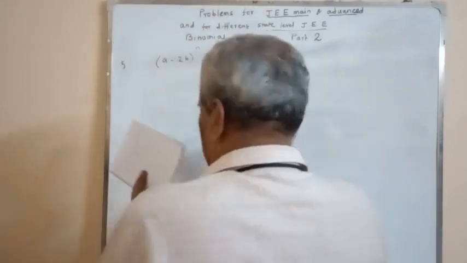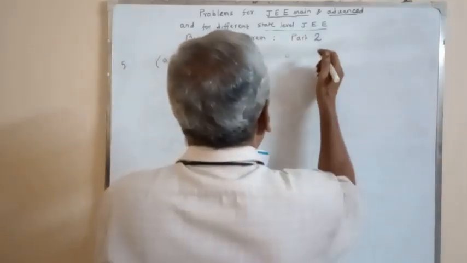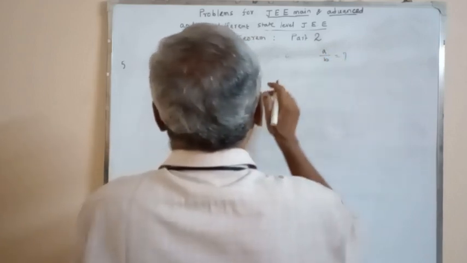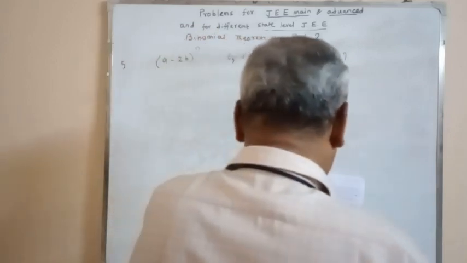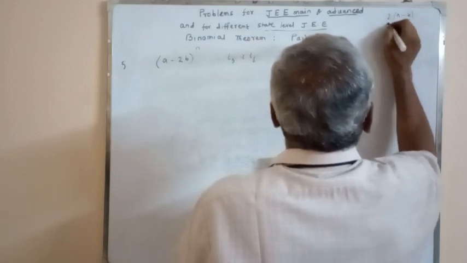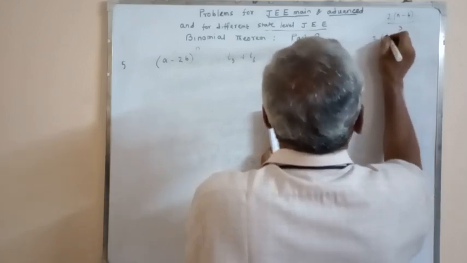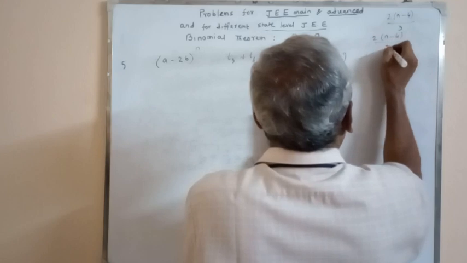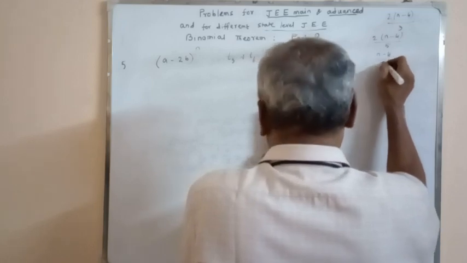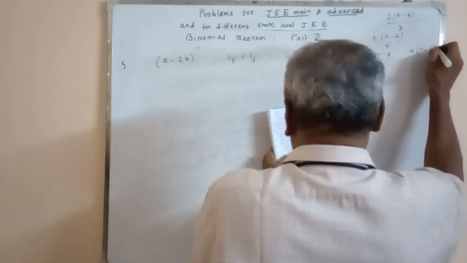Options: 2 into n minus 4 by 5 by 3, 2 into n minus 4 by 5, n minus 4 by 6, and last option 4 into n minus 4 by 5.